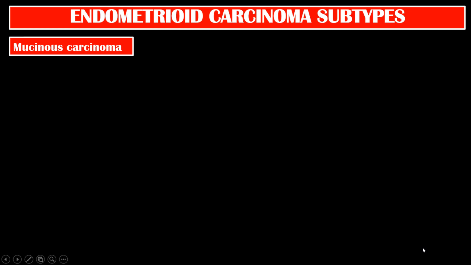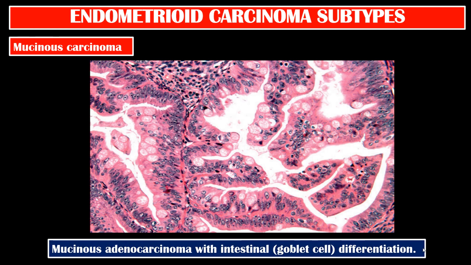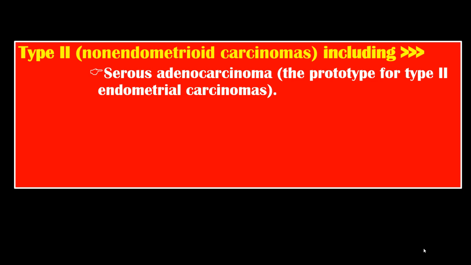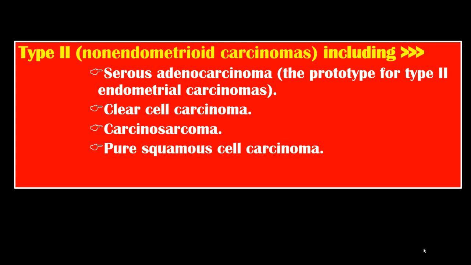Mucinous carcinoma. Mucinous adenocarcinoma with intestinal goblet cell differentiation. Type 2 non-endometrioid carcinomas, including serous adenocarcinoma. It is the broad type for type 2 endometrial carcinomas. Clear cell carcinoma, carcinosarcoma, pure squamous cell carcinoma, undifferentiated carcinoma.